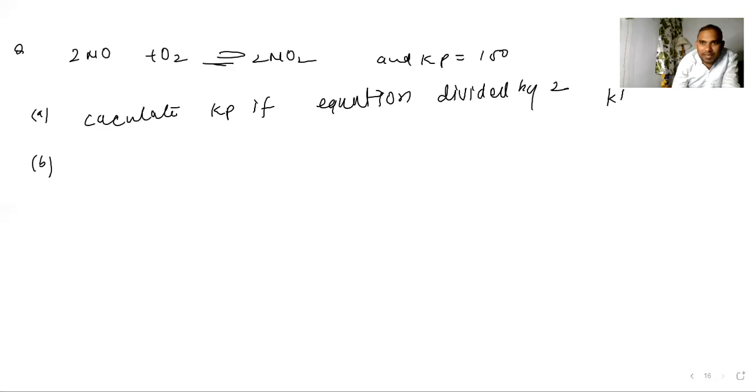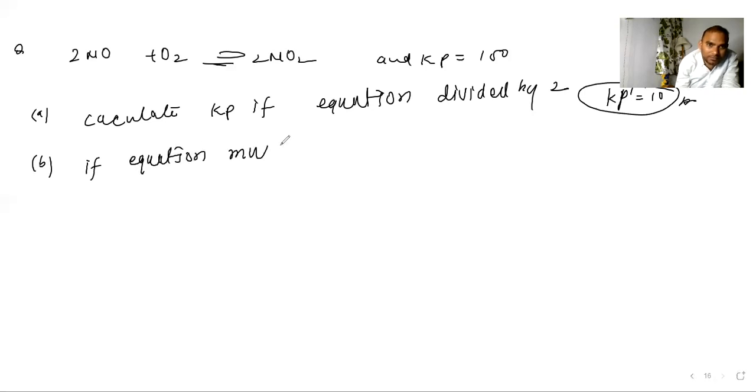So Kp dash is equal to 10. This will be our answer. Suppose I am taking another one. If the equation is multiplied by 2, then 100 squared, which is 10,000. That is Kp dash. Now, the next one they are saying.